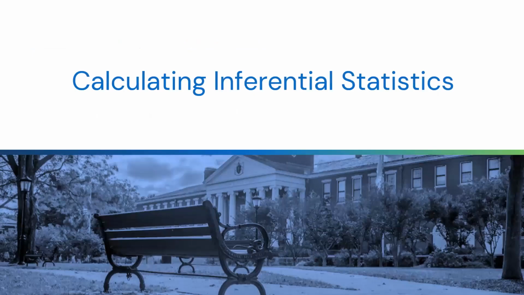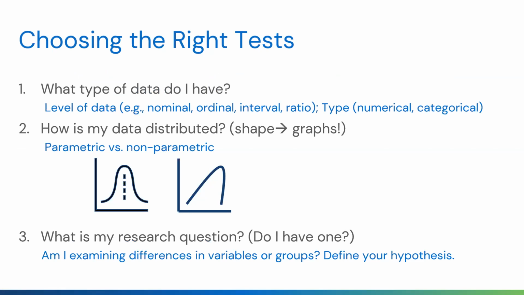Now, moving on to calculating inferential statistics, let's first talk about choosing the right tests. So there are three things to consider here. What type of data do I have? How is my data distributed? And what are my research questions? Or do I even have one? So first, what type of data do you have?